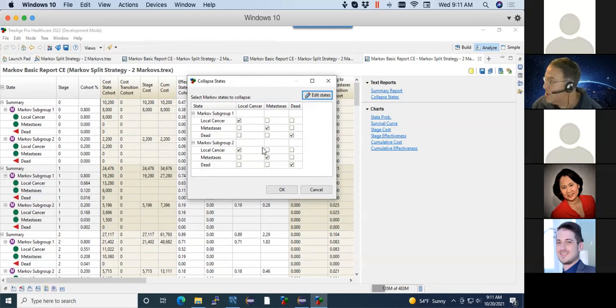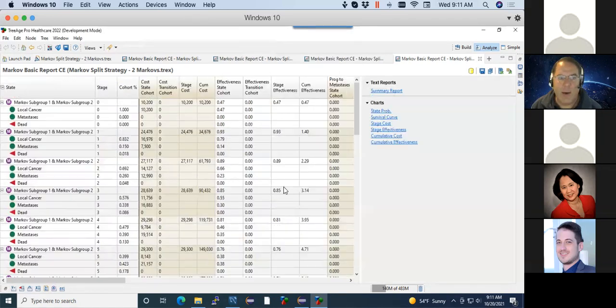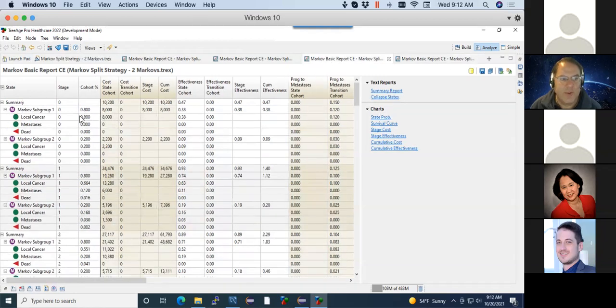And I'm just going to use the defaults. And now it generates even a third cohort analysis, which is the combined local cancer state from both subgroups, the metastases state combined for both subgroups, the dead, the same. And now you have the whole cohort starting in the local cancer state. Why? Because both subgroups, everyone started in the local cancer state.